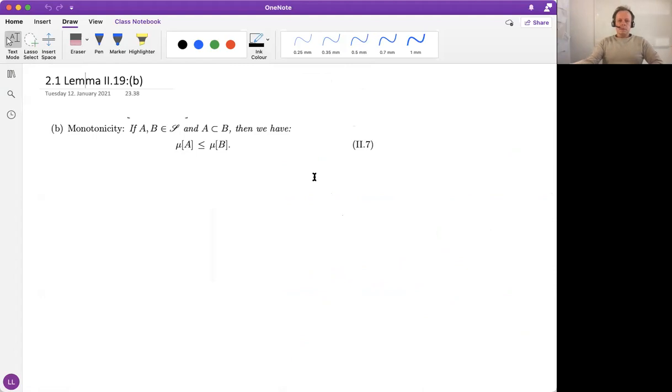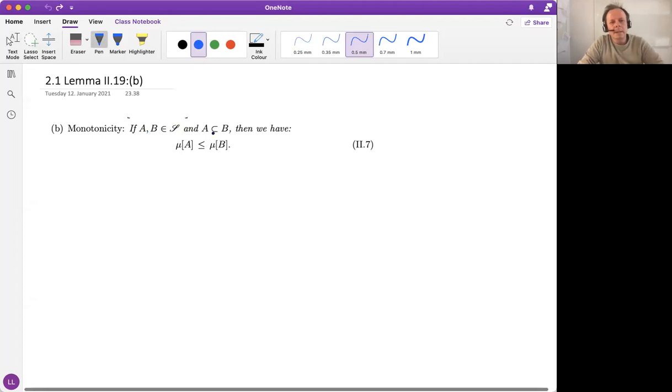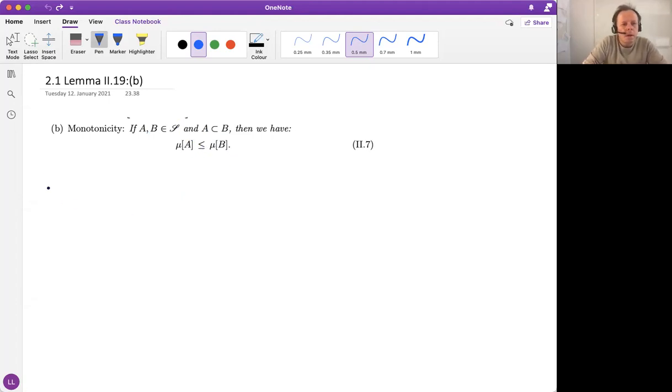I might not be seeing the chat window, but if you see that something is too fast, let me know. The second property is called monotonicity. If A and B are measurable sets, and A is contained in B, then we claim that mu(A) is less than or equal to mu(B). What's the proof? Quite easy, basic and simple.